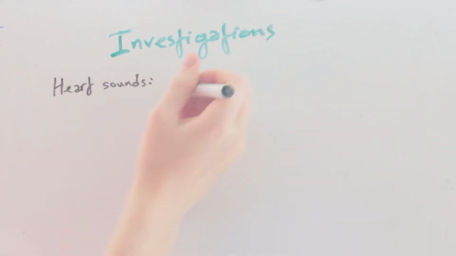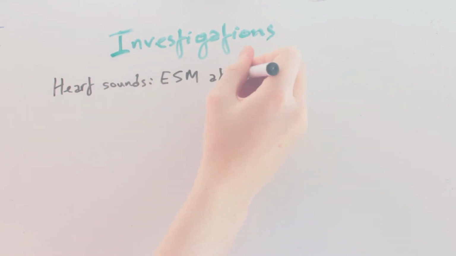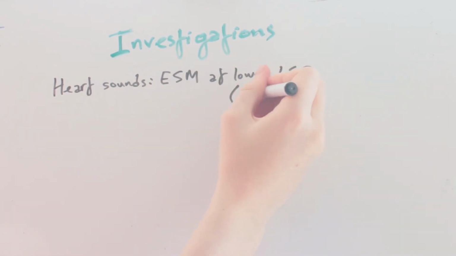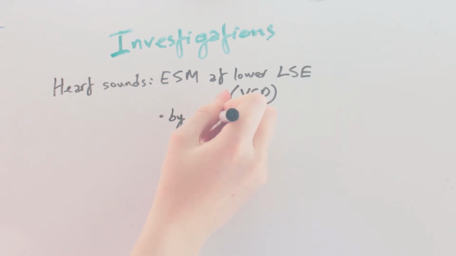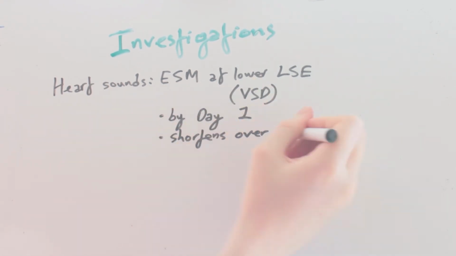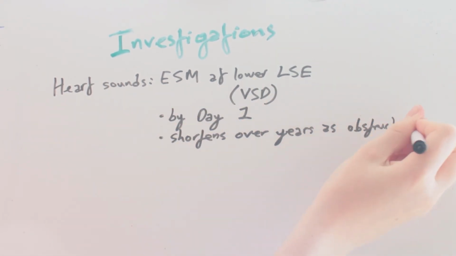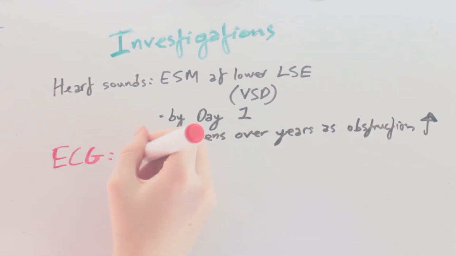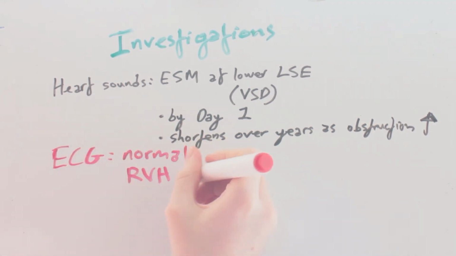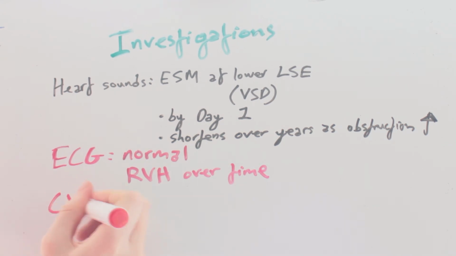When you listen to the heart, an ejection systolic murmur will be heard at the lower left sternal edge. This is present from day 1 and tends to shorten over the years as obstruction to outflow increases. ECG is usually normal at birth. Over time, right ventricular hypertrophy becomes apparent.